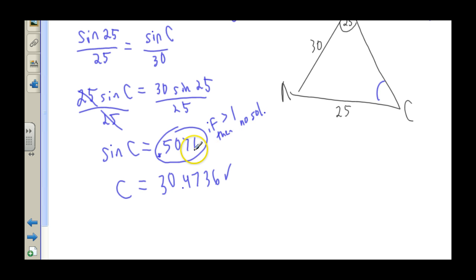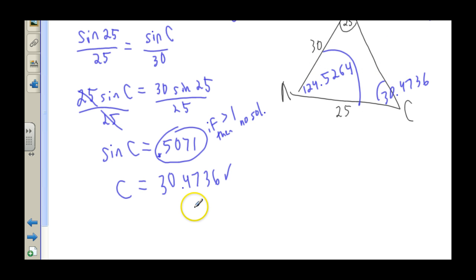So once we learned it was less than 1, we could do inverse sine, finish solving that problem, get this. Go ahead and put that in there, 30.4736. Then you're going to take that, add it to 25, so that's 55. So 180 minus 55 is 124 point, approximately what, 5.264, something like that. So we know our third angle of the triangle there.